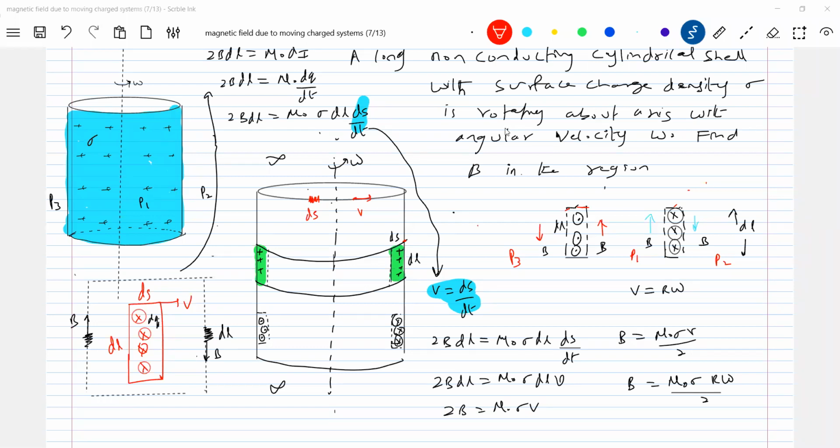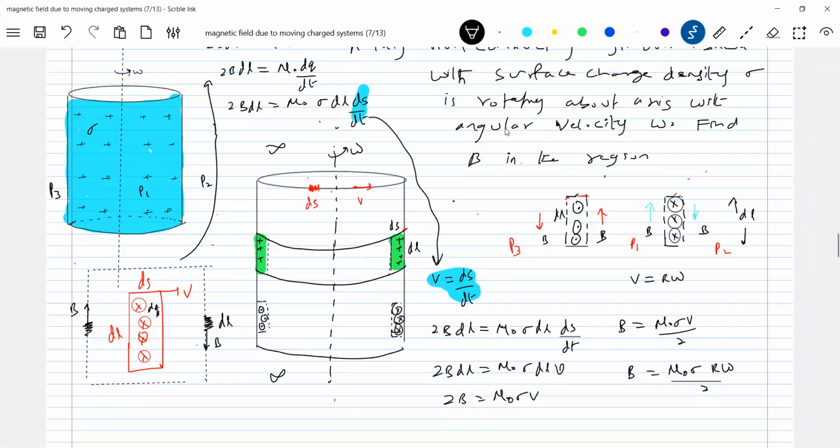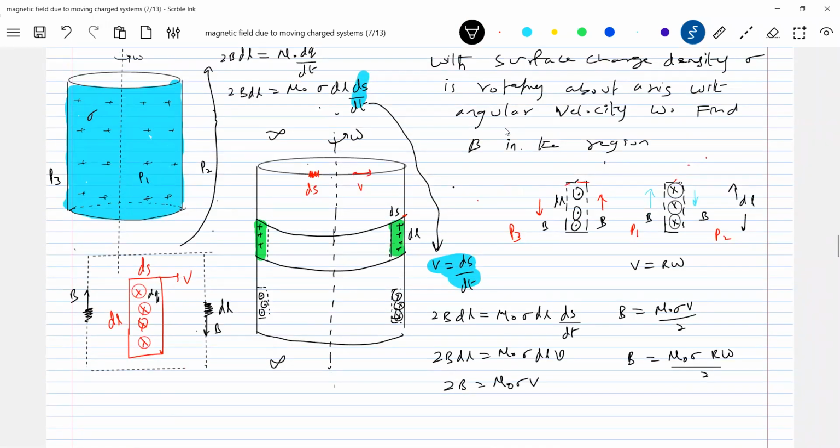You can do it by the long solenoid method, but I want you to think. So you try with a long solenoid, where you have to define current per unit width. You'll get the same answer. But if I rotate with angular acceleration, the long solenoid method is a little bit difficult. That's why I brought a very generalized method. Now let's come to this one.